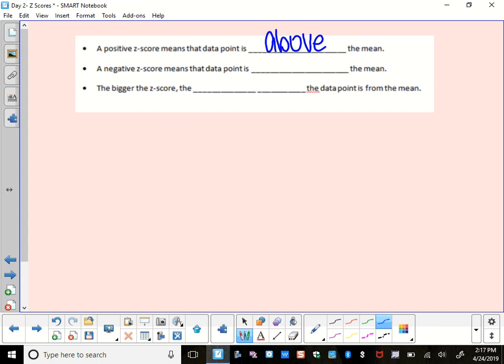A negative z-score means the data point is below the mean. And the bigger the z-score, the further away the data point is from the mean.